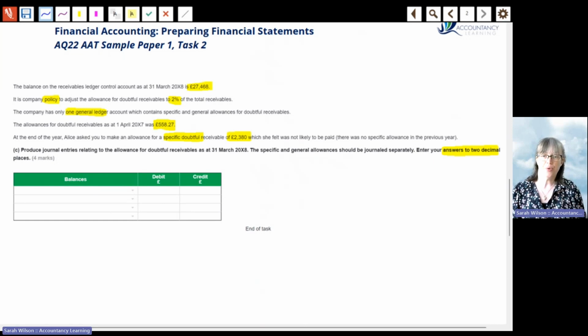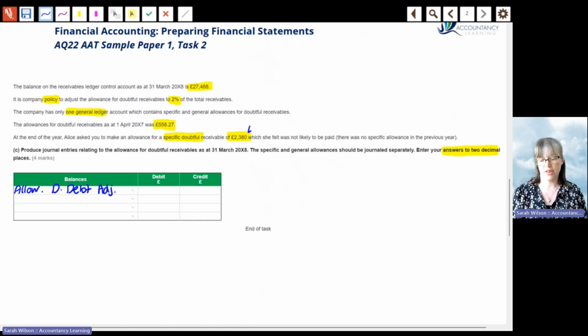So let's deal with the doubtful receivable of £2,380 first of all. Whenever we're dealing with our doubtful debts, we're going to be dealing with an allowance for doubtful debts account, which is our provision account, which is our liability account, and an allowance for doubtful debts adjustment, which is going to be our expense account effectively. So we'll put in here first our expense account. So allowance for doubtful debt adjustment.